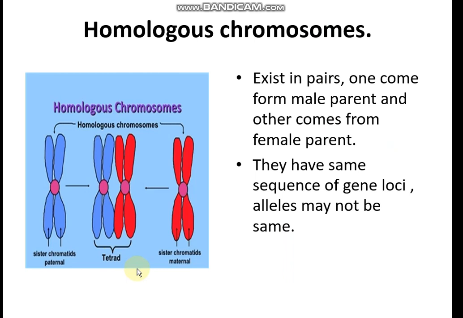Now the chromosomes exist in pairs. And why do they exist in pairs? Because one chromosome is coming from the father and one chromosome is coming from the mother, and this pair of chromosomes is called homologous chromosomes.